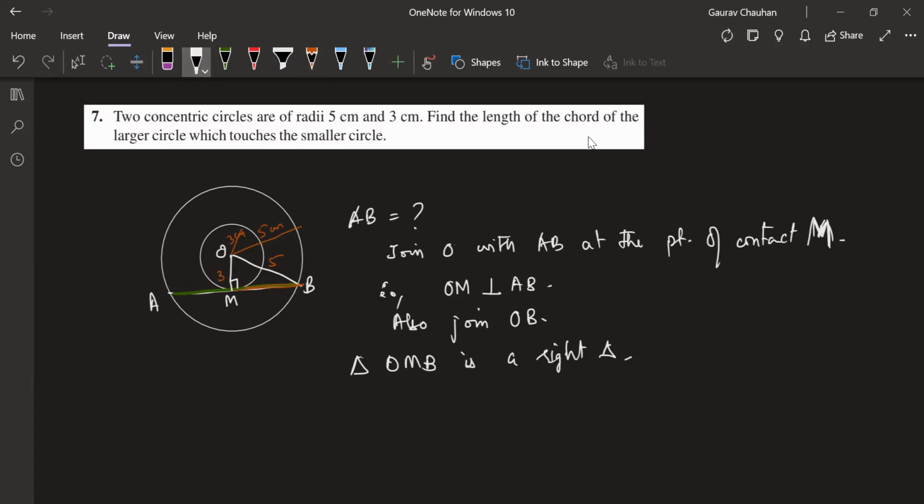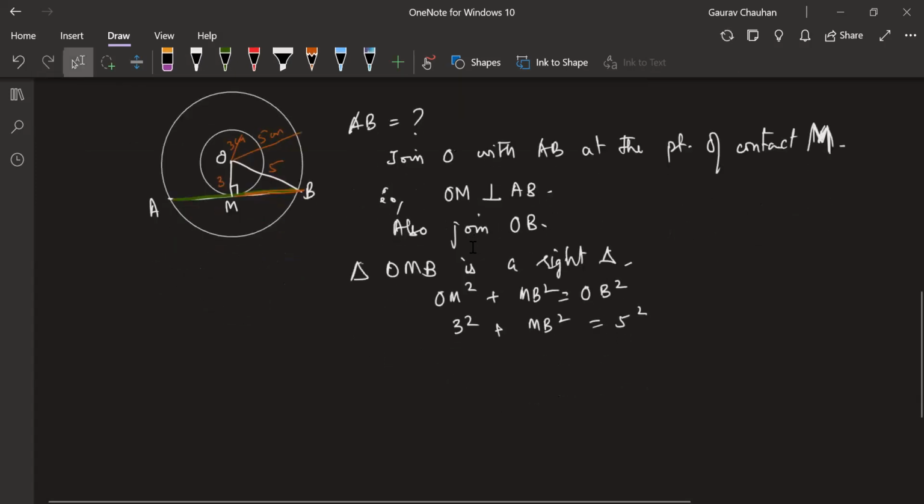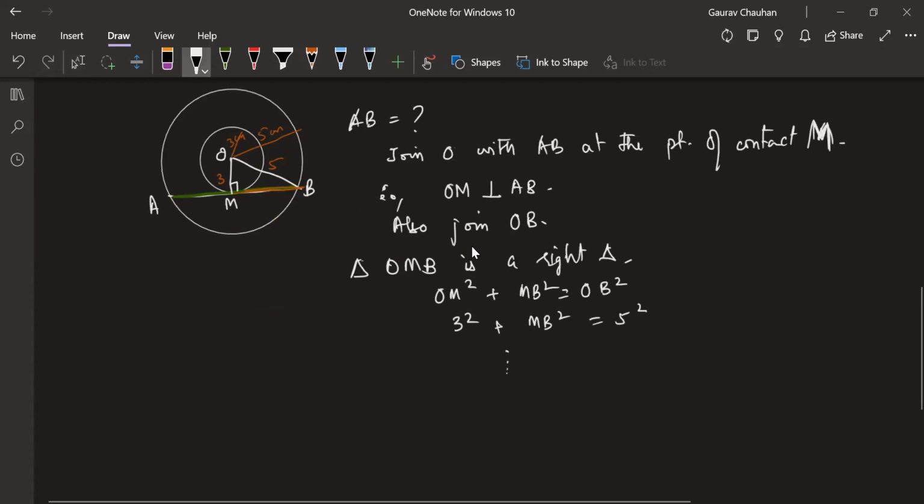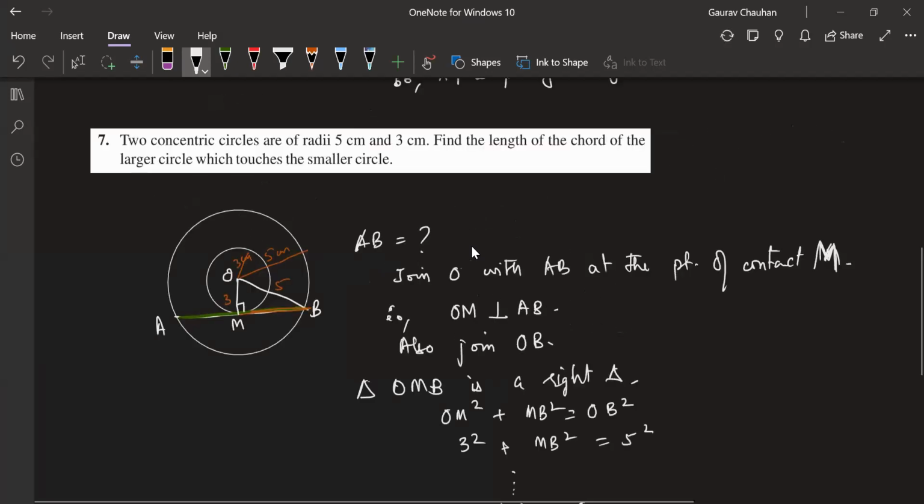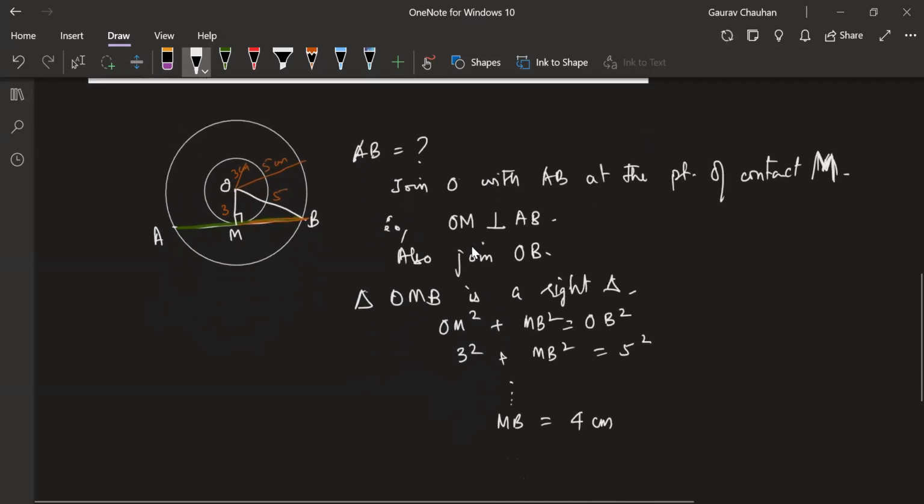OM squared plus MB squared is equal to OB squared. There will be 3 squared plus MB squared equal to 5 squared. Obviously, you know the answer already. It's a Pythagorean triplet, the most common one. So you'll have MB equal to 4 centimeters. But the answer is not yet done. We have to find the length of the chord, the full AB.